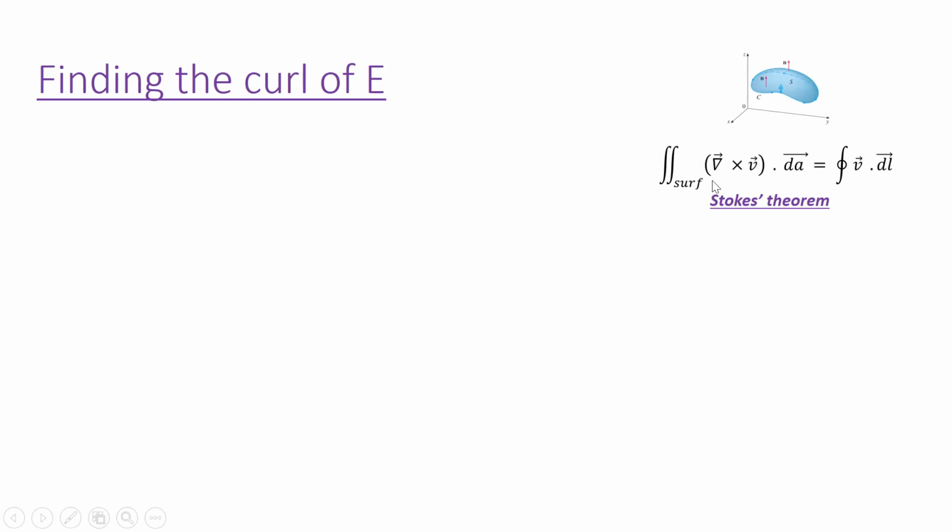Okay, what about finding the curl of E? Instead of using the divergence theorem, which has to do with divergences, we're going to use Stokes' theorem, which has to do with curls. Stokes' theorem says that the surface integral of the curl of a vector is equal to the line integral of the vector over any closed path which bounds that surface.